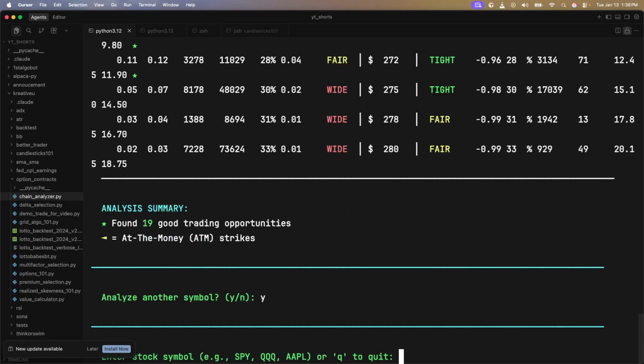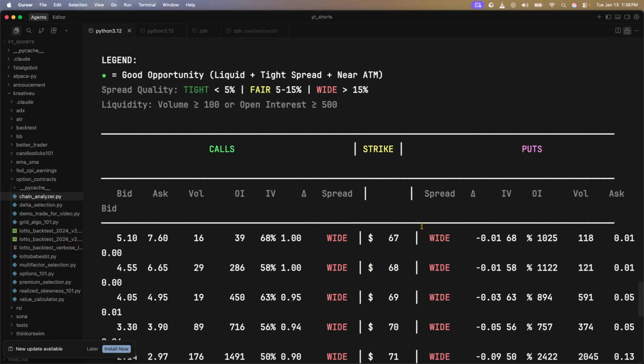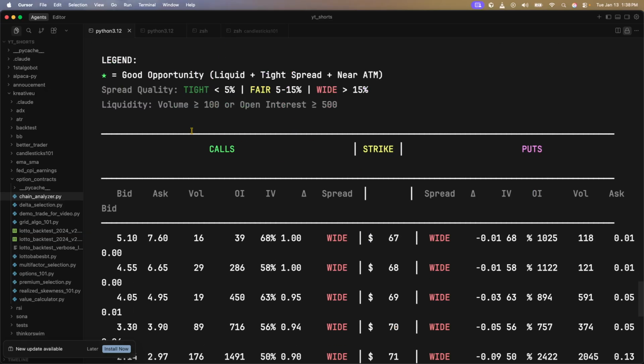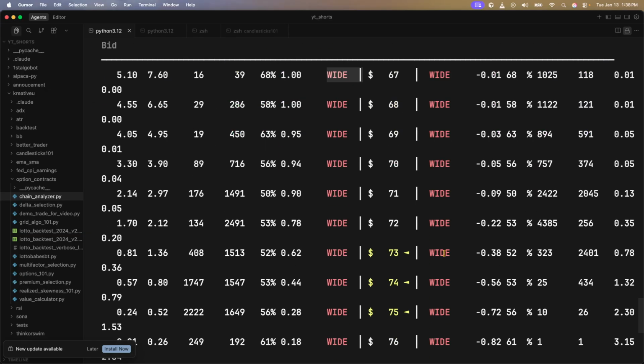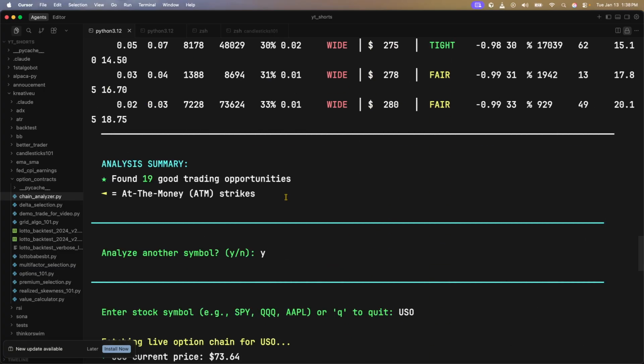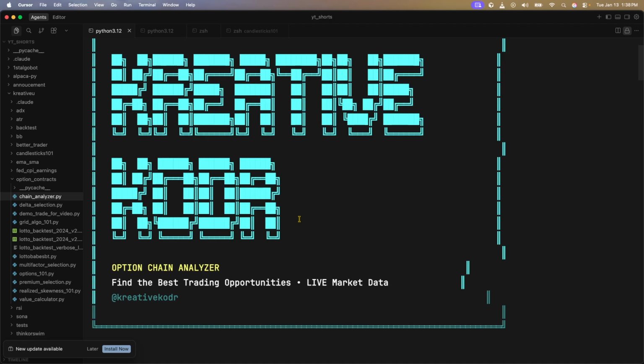So let's do one more symbol before we call it a wrap. Let's do USO. USO is the United States Oil, right? That's interesting. And as you can see, super wide spreads. You probably just want to stay away from this. Super wide spreads.